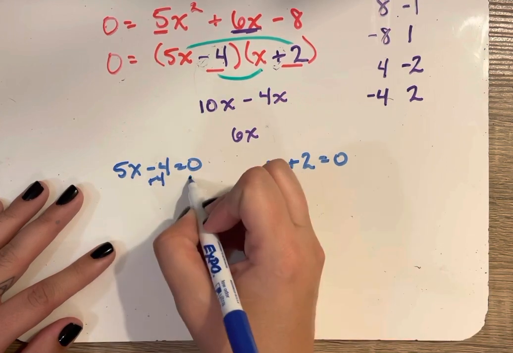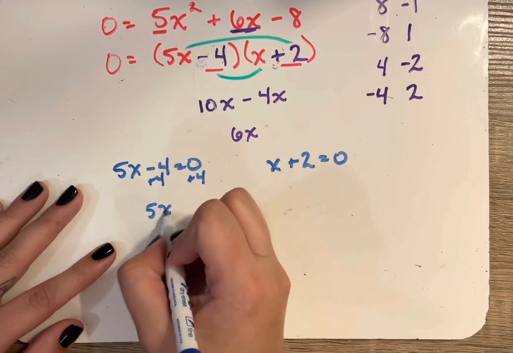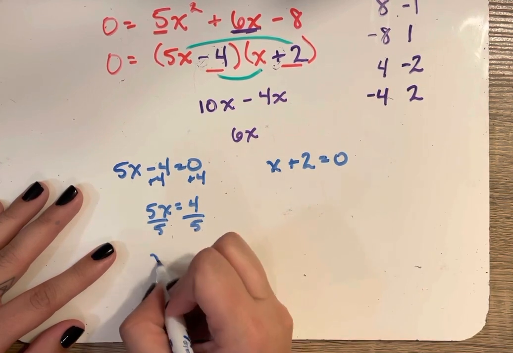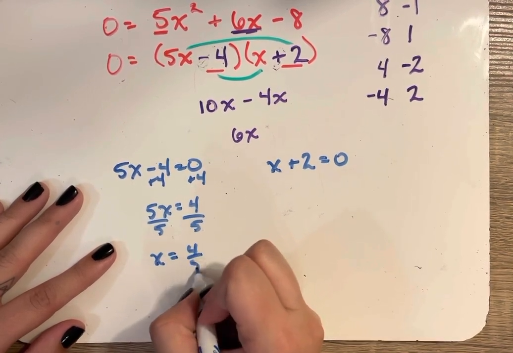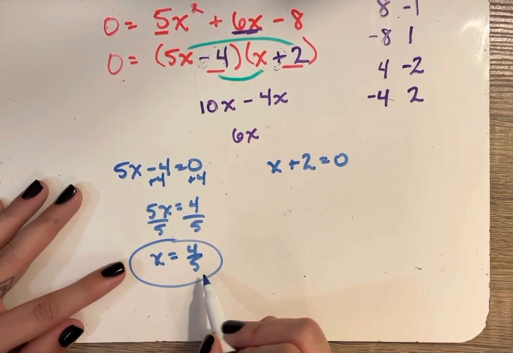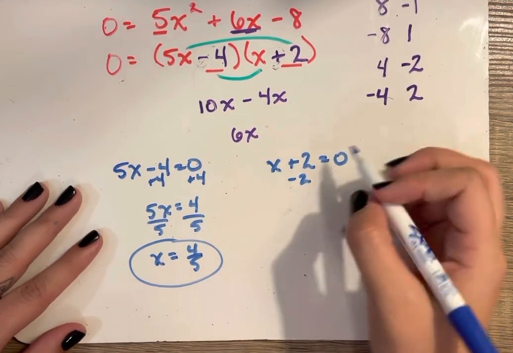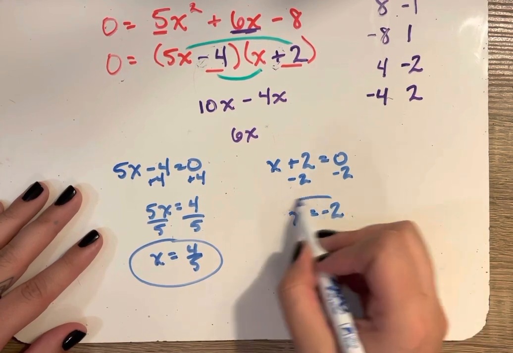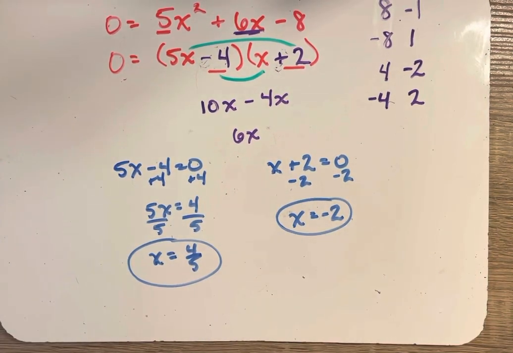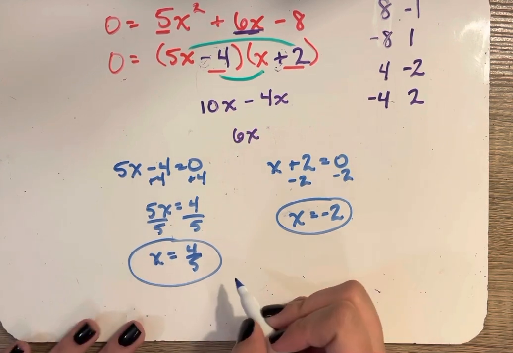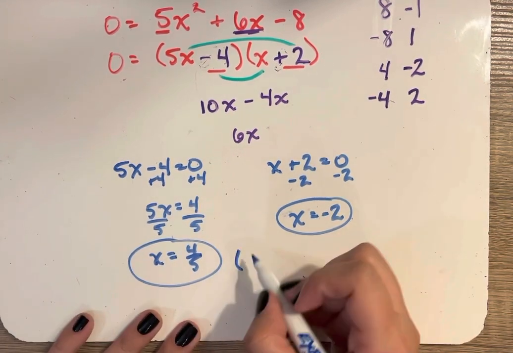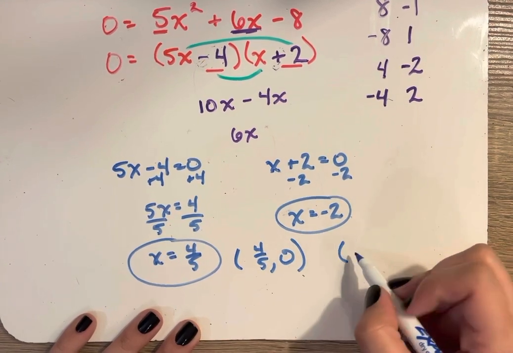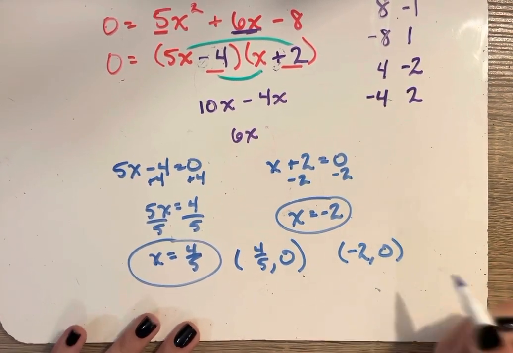When I add 4 to both sides, I get 5x equals 4. Then I need to divide both sides by 5. So I get x equals 4/5 for one of my x-intercepts. This one's a little easier. I just have to subtract 2 from both sides. So x equals -2 is my second x-intercept. So the coordinates for each of these points would be (4/5, 0) and (-2, 0).